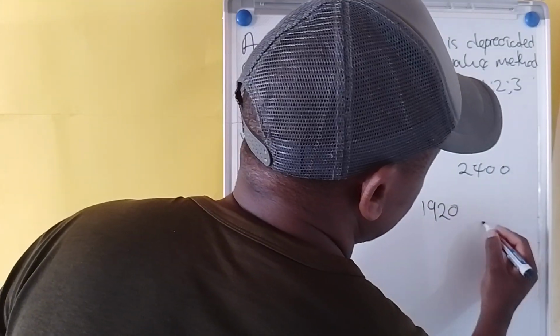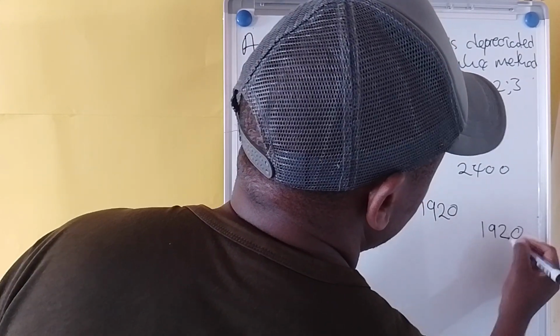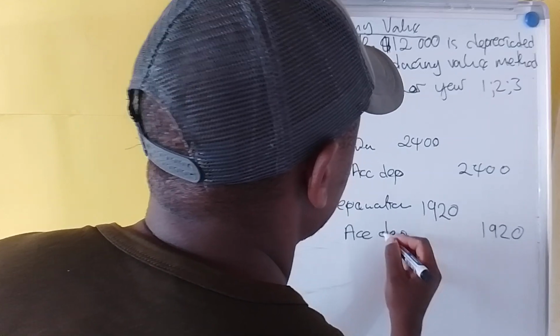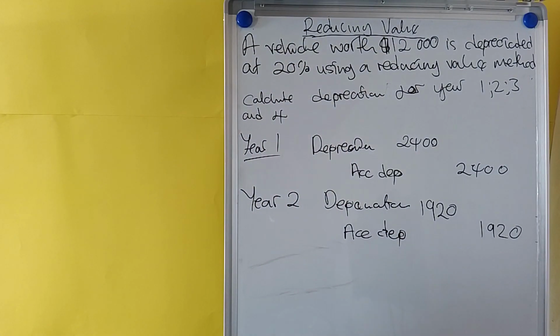That is 1,920. If you look at this, the depreciation in the first year was much higher than the depreciation in the second year. Let's see what happens in year 3.